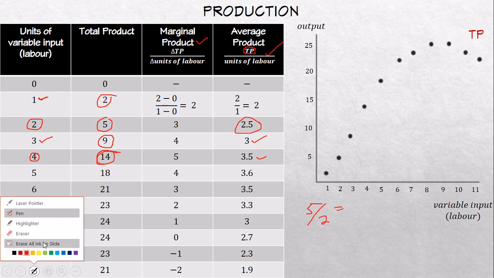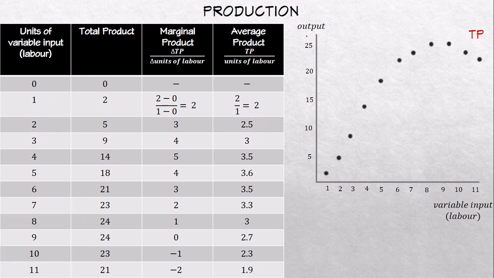So now, if you want to plot this on the graph, on the vertical axis we are going to have output. On the horizontal axis, we are going to have the variable input, which in our case we are assuming is the labor. I told you that we are in the short run. So the variable input is labor on the horizontal axis, and the output is on the vertical axis.